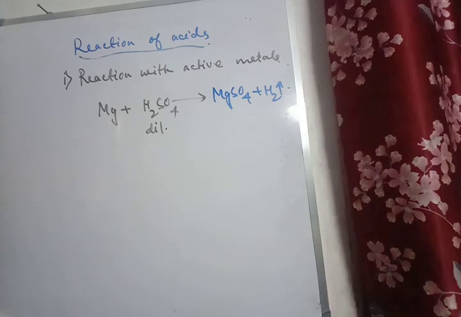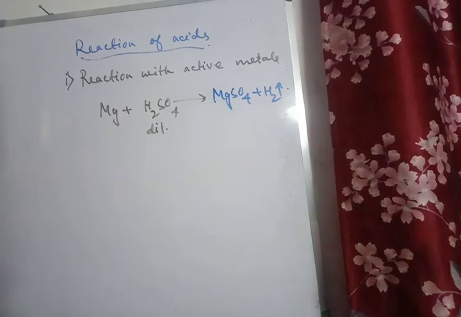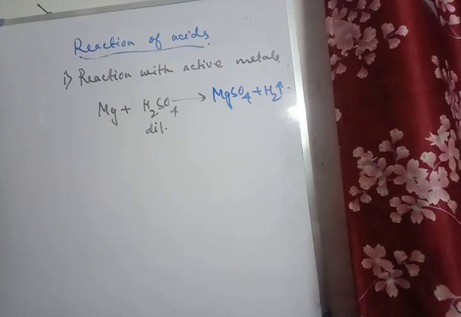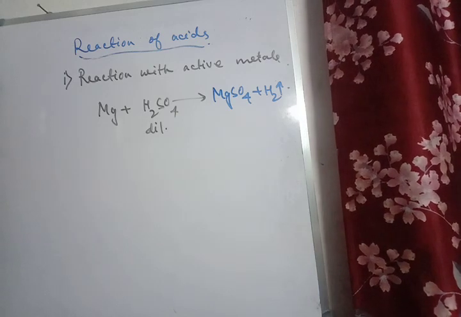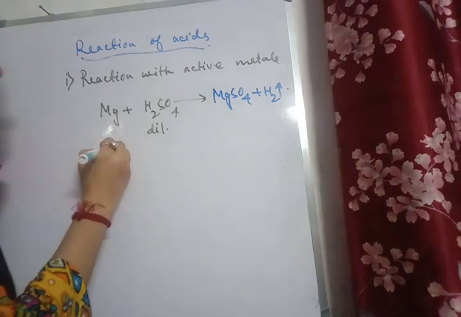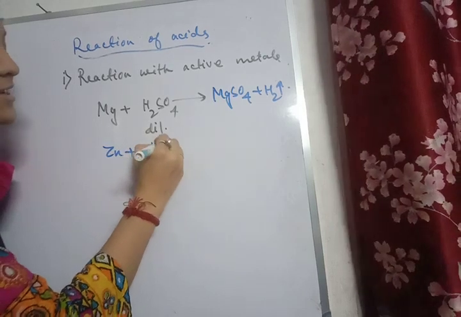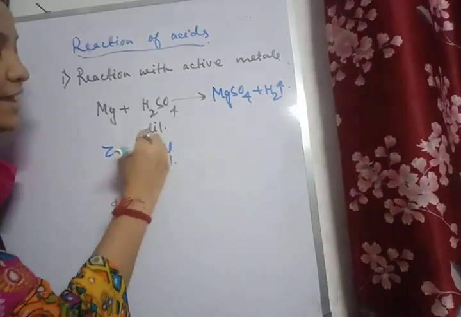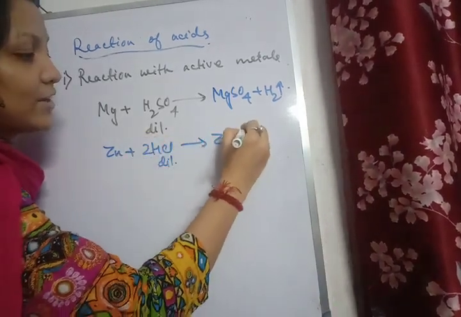The hydrogen is a colorless, odorless gas that burns with a pale blue flame when a burning splinter is brought close to it. Right? One more is zinc with dilute hydrochloric acid. We are going to get zinc chloride and hydrogen gas.